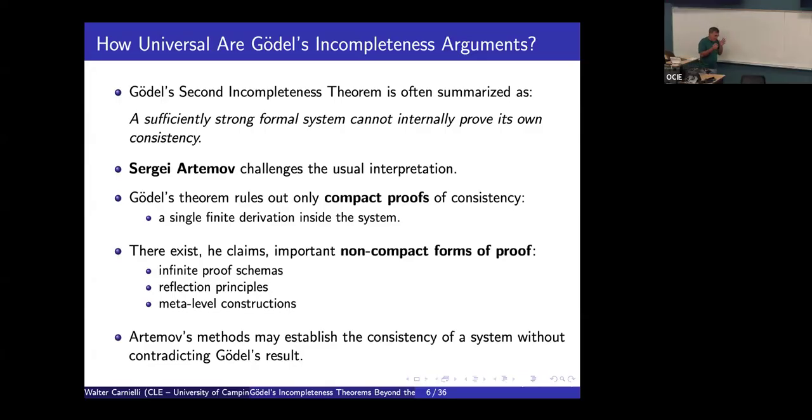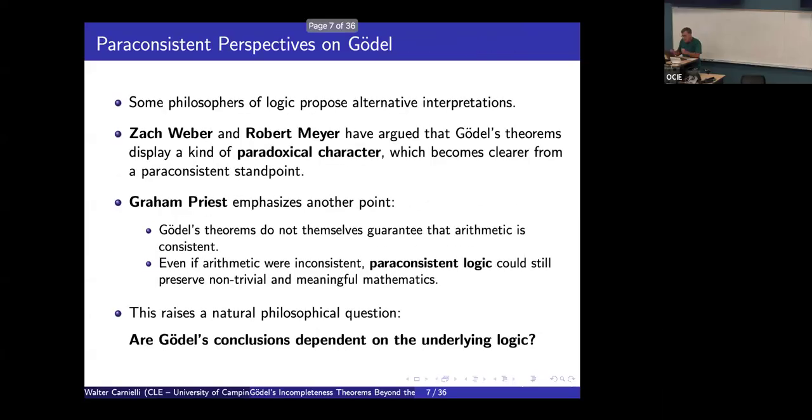If you pay a lot of attention to different kinds of proofs, you could, in principle, break the barrier of Gödel's theorems and prove the consistency of arithmetic. That's his point. So his method may establish the consistency of a system without contradicting Gödel's theorem. Very interesting point.